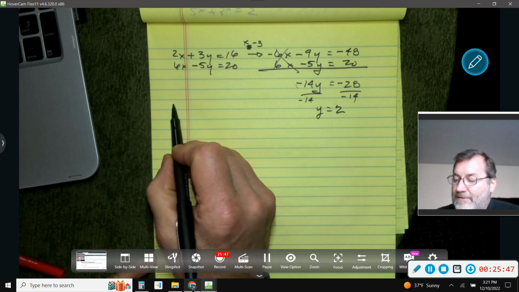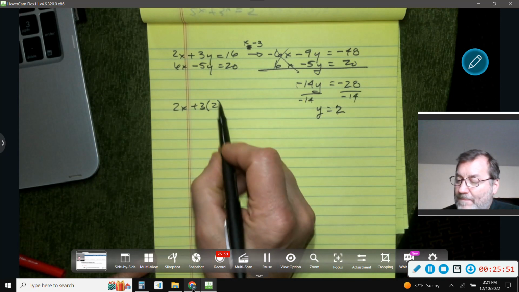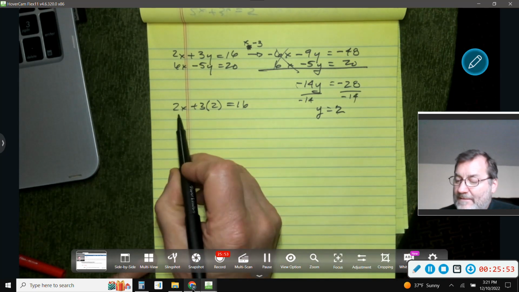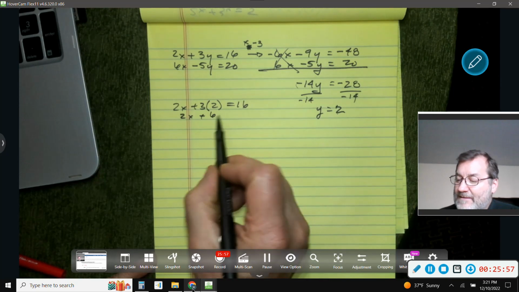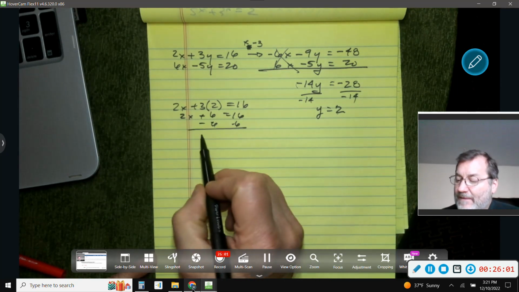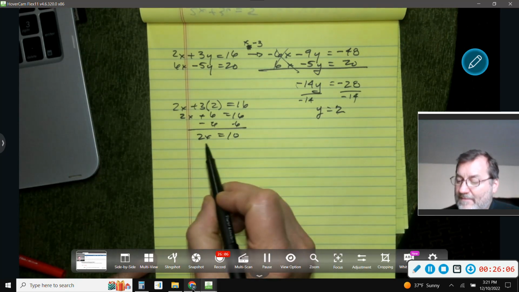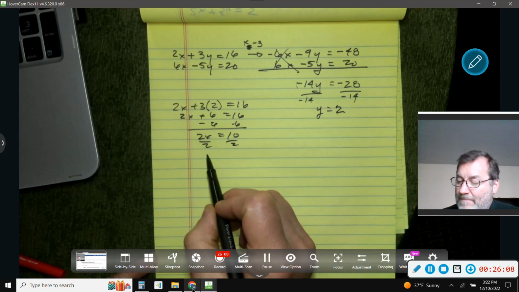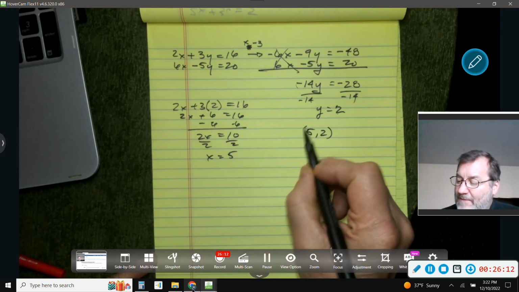So let's see. 2x plus 3 times 2 equals 16. So that's 2x plus 6 equals 16. Subtract 6 from both sides. 2x equals 16 minus 6, which is 10. Divide by 2. x equals 5. So I'm thinking that (5, 2) is my answer.